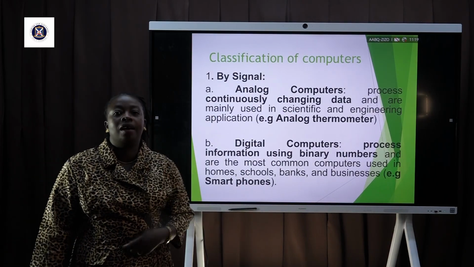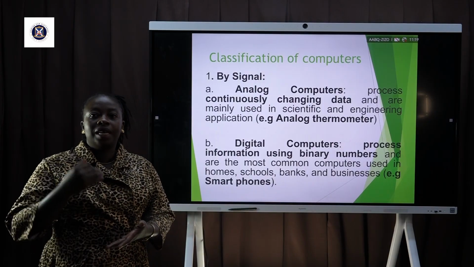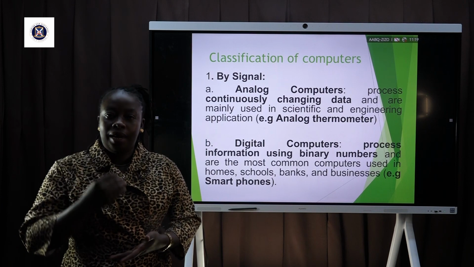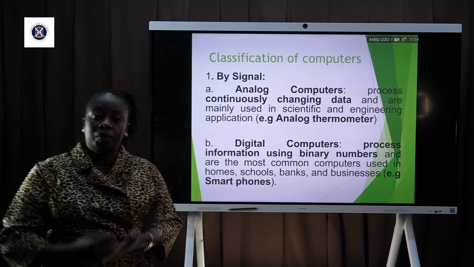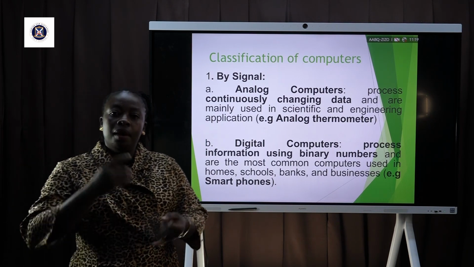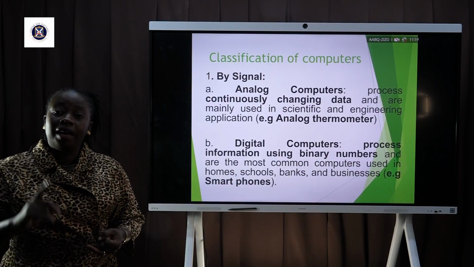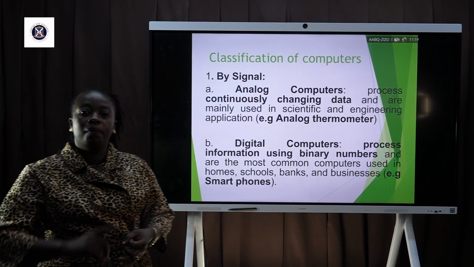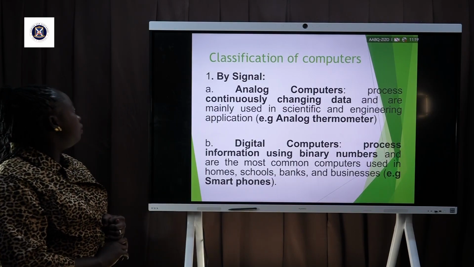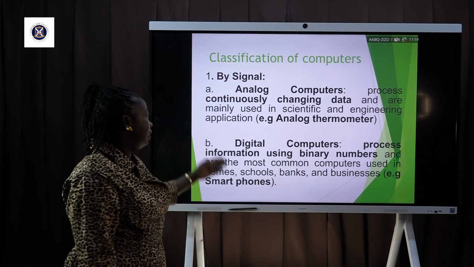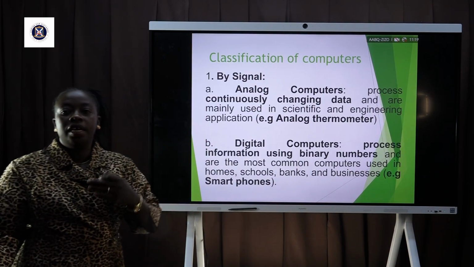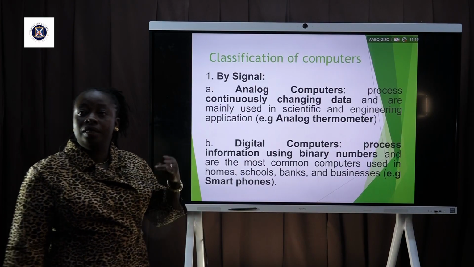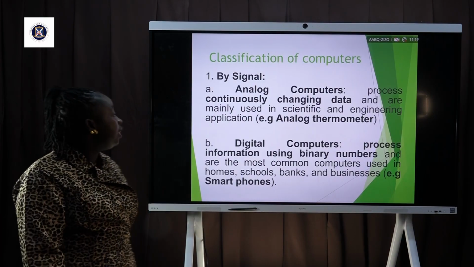Classifications of computer. Computers can be classified into 3 major categories. We can classify computers by signal, we can classify computer by capacity, and we can classify computer by purpose. Let's look into classification of computer by signal. This can be subdivided into 3 categories. We have the analog computers, the digital computers, and the hybrid computers.